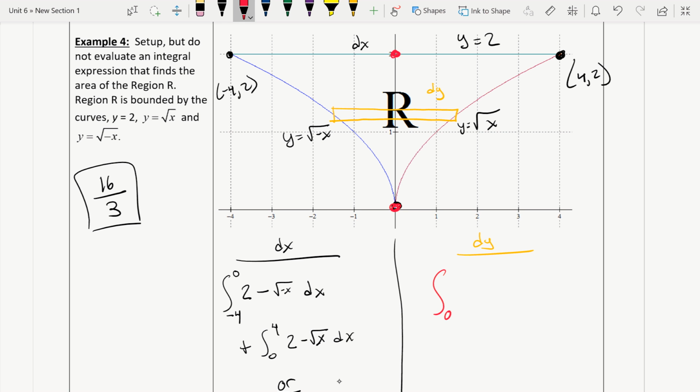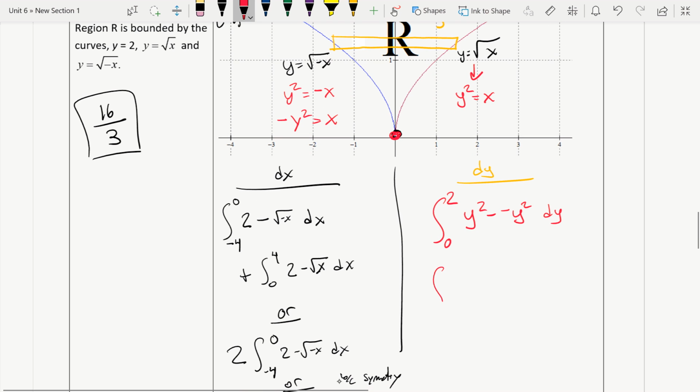Oh, but you know what? You got to be careful, because if you're going to do like square root of x minus square root of negative x, that's not going to work because you used a dy slice. So we have an intermediate step. We have to solve both of these for x. So y squared equals x, and then y squared equals negative x. So that'd be negative y squared equals x. So again, doing right minus left would be y squared minus negative y squared dy. So 2 y squareds.